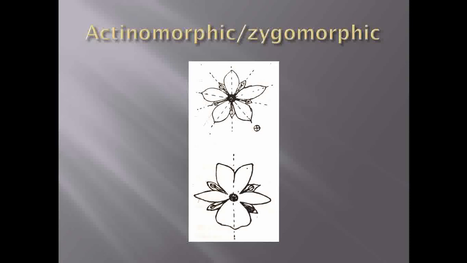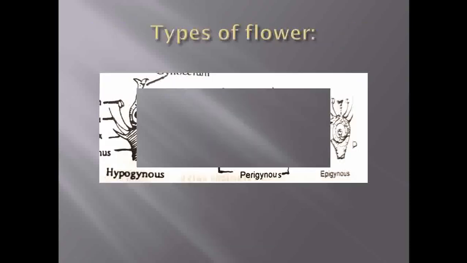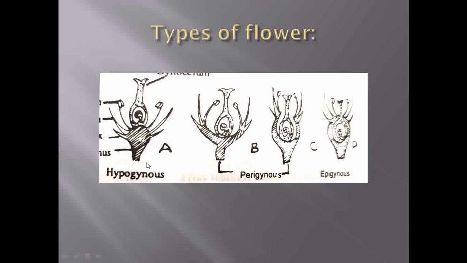Then next, whether the flower is actinomorphic or zygomorphic. So what is the difference between actinomorphic and zygomorphic? If we cut the flower in any plane, it will give two equal parts; this type is called actinomorphic. And if we cut the flower in only one plane to get two equal parts, then this is called zygomorphic. See that these are the types of flower.